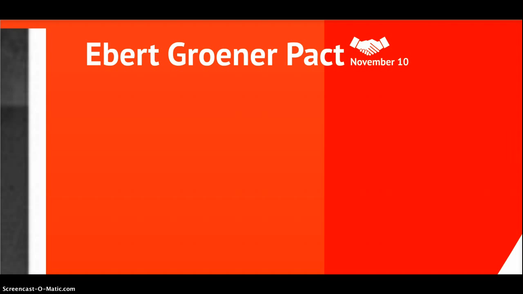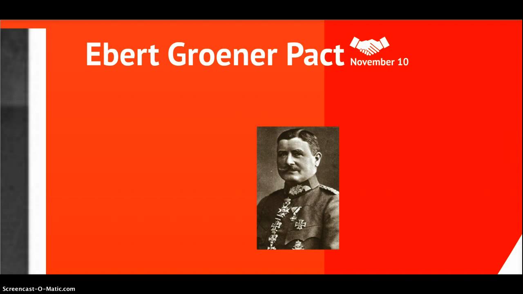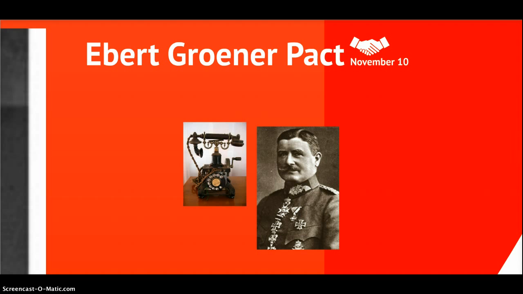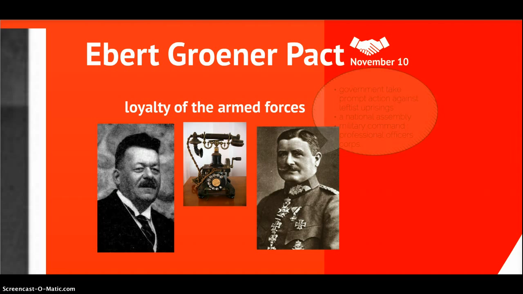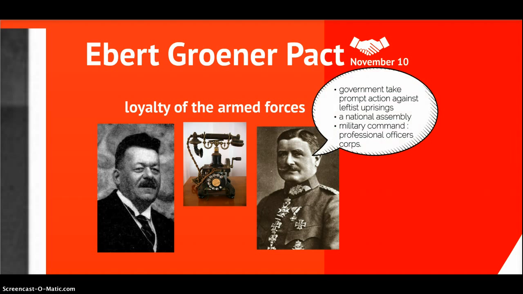So what you have now is a deal with the right wing. General Groener, the chief of staff of the German army, makes a telephone call to Ebert, and he says, look, your new government can have the support and loyalty of the armed forces. Kind of surprising, really, because we know the armed forces are conservative right-wingers. So why would they offer their support to the left wing? Well, Groener, rather, says this.